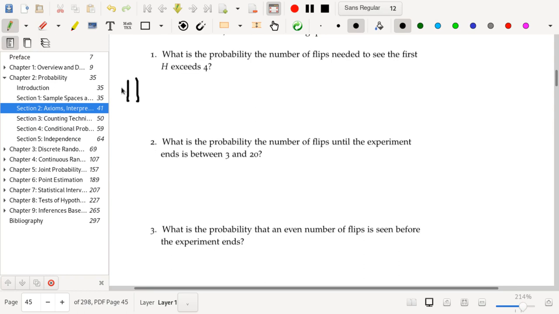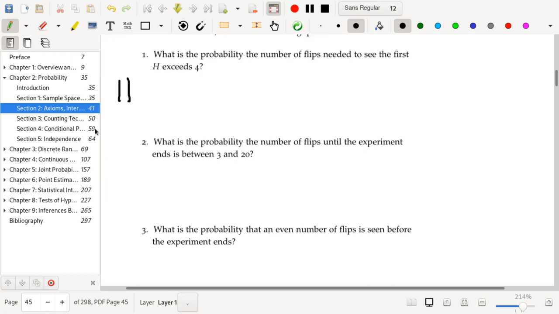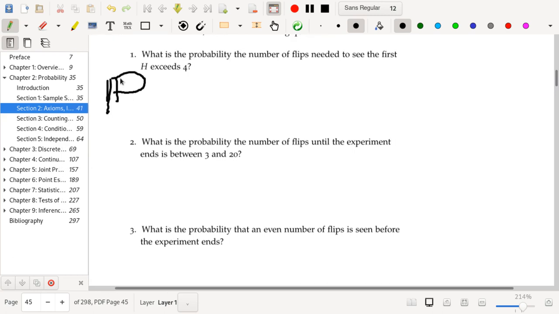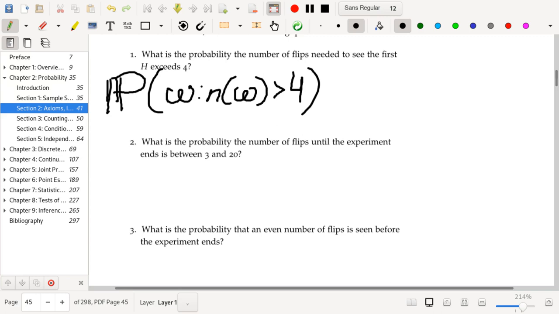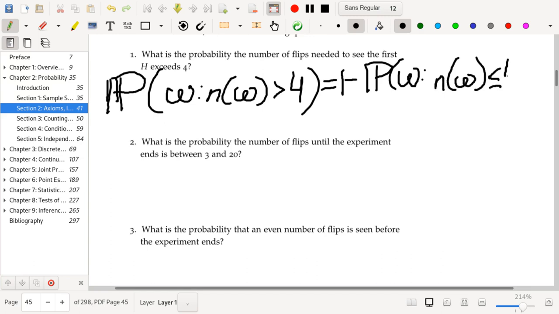I'm going to have to write this in a somewhat funny looking way. I'm going to say that this is the probability of drawing an omega from the sample space, or drawing a sequence of flips, such that the length of that sequence is greater than 4. And this is another one of those situations where it's actually easier to work with the complement and say that this is equal to 1 minus the probability of drawing a string of flips such that the length of that string is less than or equal to 4.